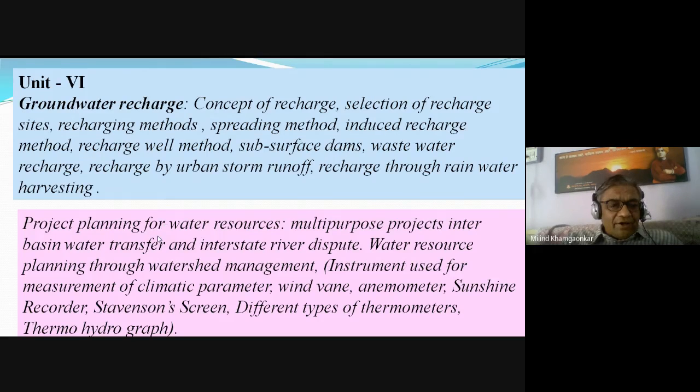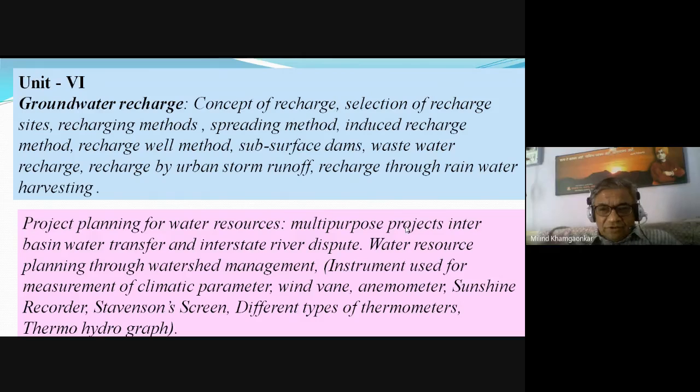And the second part of this unit deals with the project planning for water resources. Friends, we construct a lot of dams and reservoirs, so we should know the type of planning that is to be done. The multi-purpose projects, because now the reservoirs are not constructed for only one purpose.